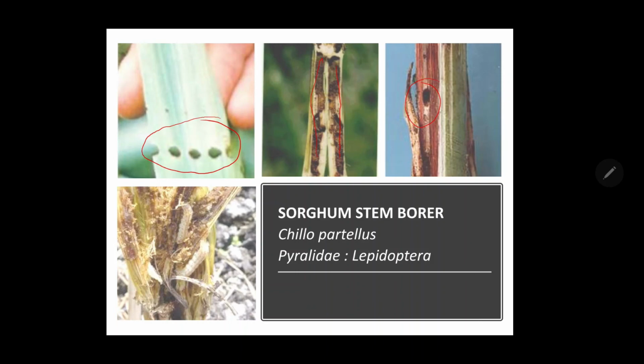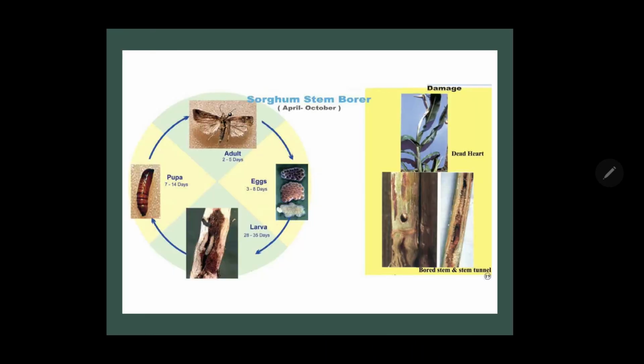Sorghum stem borer causes dead hearts, and with the help of such markings or such series of holes, we can diagnose the attack. It resembles the attack of fall armyworm. Fall armyworm also causes the same kind of symptoms on the leaf blade. This is about the life cycle, and here you can see the dead hearts and the faded part of the bored stem.